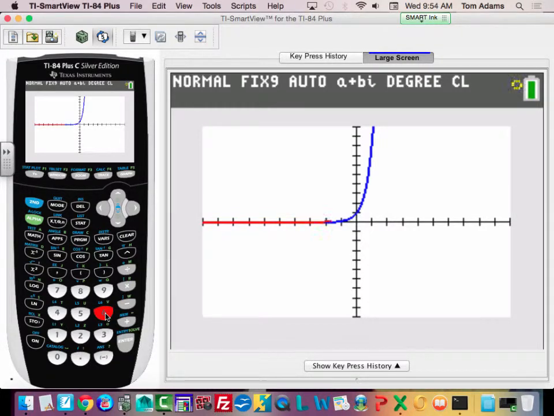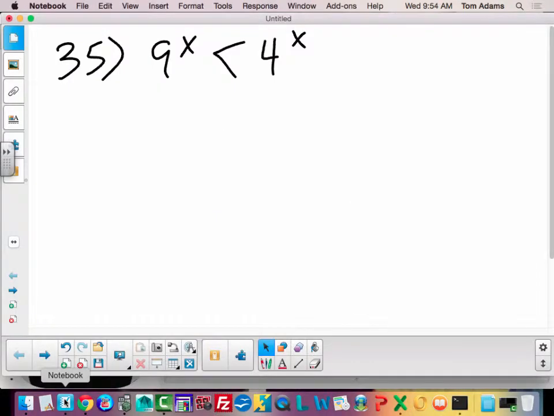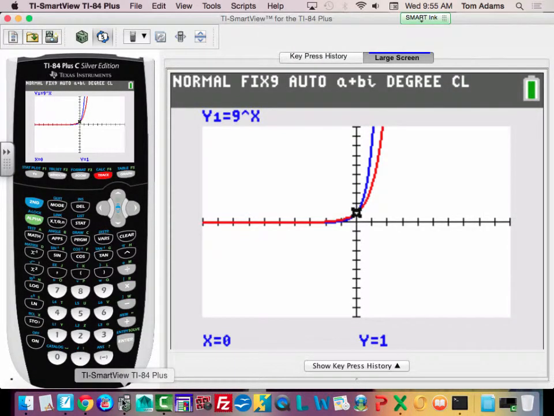And so they look very similar, but you can tell they're different, okay? And so what we're looking for is when 9 to the x, which is the blue line, is less than or below 4 to the x. So we're looking for when the blue line is beneath the red line. Now, it looks like it takes place at x equals 0, but it's kind of hard to tell how far that goes.